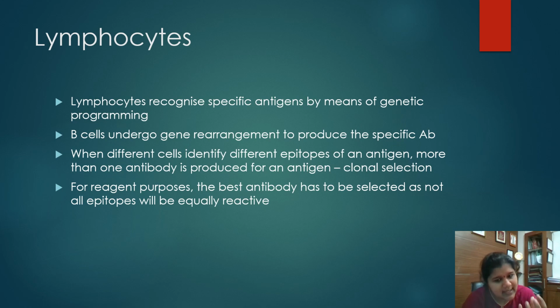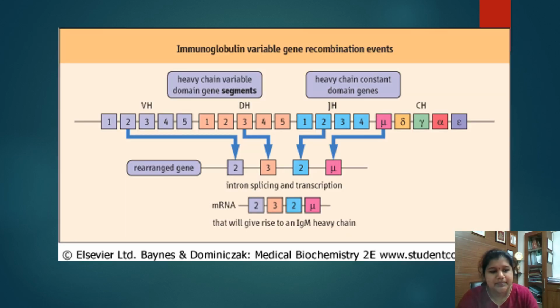Now, a single antigen can have many binding sites. For a different site, another B cell will bind, and the antibody from the second B cell will attach to a different epitope. So this is where clonal selection takes place. For reagent purposes in blood banking, the best antibody has to be selected, as all epitopes will not be equally reactive. Now this is the image that indicates genetic rearrangement. As we can see, there are 4 different domains.